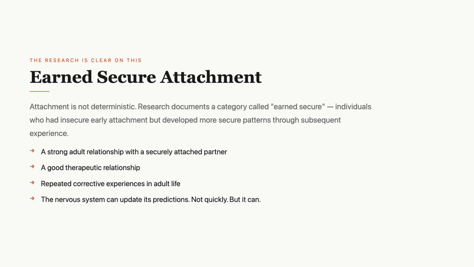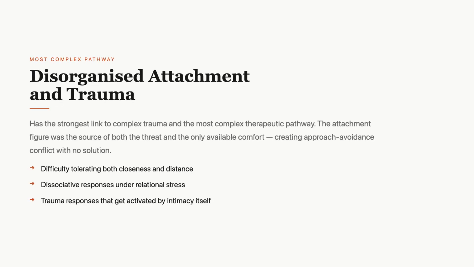Disorganized attachment has the strongest link to complex trauma and the most complex therapeutic pathway. The attachment figure was the source of both the threat and the only available comfort, creating approach-avoidance conflict with no solution. Adult presentations often include difficulty tolerating both closeness and distance, dissociative responses under relational stress, and trauma responses that get activated by intimacy itself.